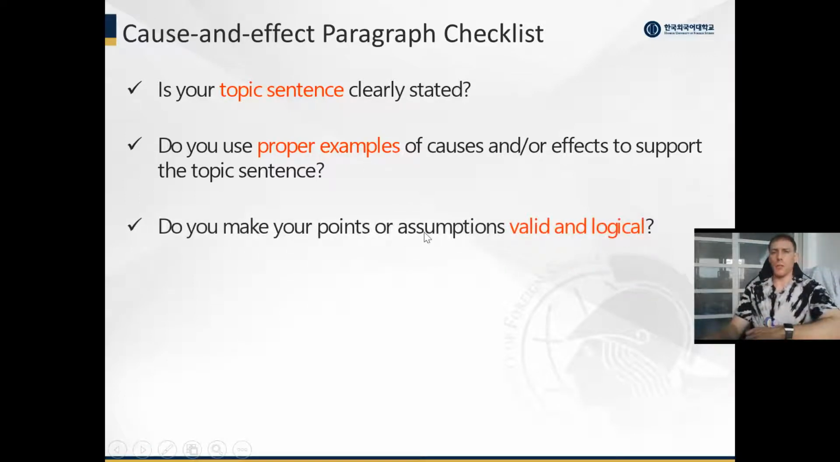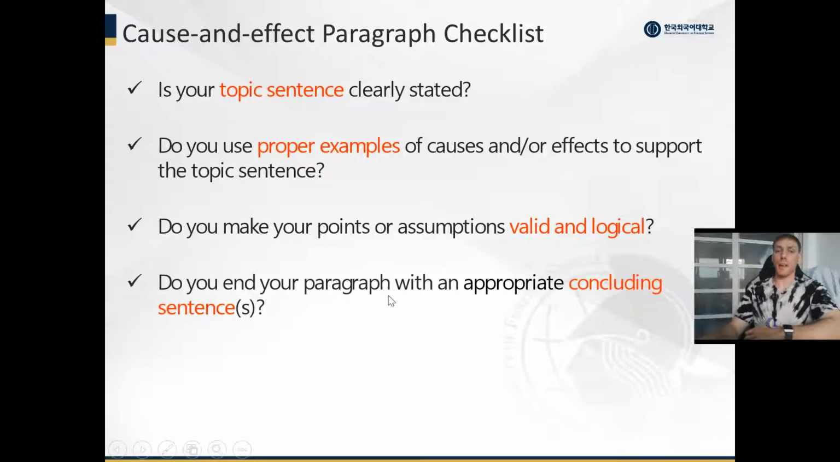Do you make your points or assumptions valid and logical? So you have to make sure that it's logical. As I said before, you can't just say one thing and then expect people to know, saying, "Well, I said this, you must know," because everybody knows different things. So you have to make sure that it's logical so that we can understand the steps that you're following.